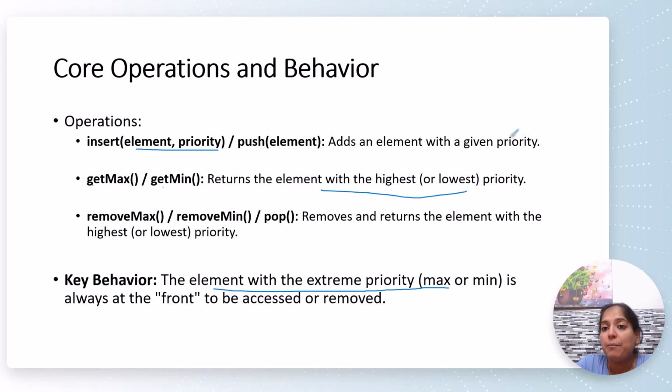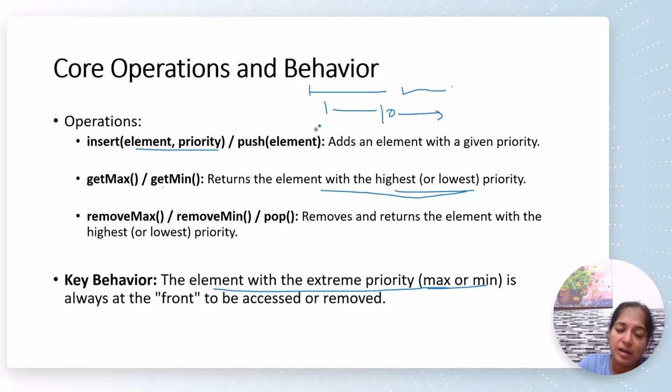We are saying always highest or lowest, max or min. Why are we saying it? In some situations, higher the number, higher the priority, like from 1 to 10, where 10 is the highest priority and 1 is the lowest. But in some places, lower the number means higher the priority. That means higher the number is lower the priority, and lower the number means higher the priority. We can have both types of scenarios. That is why we say highest or lowest priority, max or min.